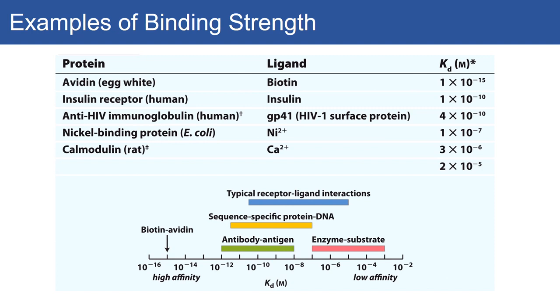And all the way up through calmodulin, which is in the tens of micromolar range, 10 to the minus 5th. At the bottom, you can see general ranges. Antibody-antigen interactions are typically picomolar up to almost micromolar. Enzymes are micromolar up to millimolar, and so on and so forth. This will give you an idea of the range of binding strengths that occur with different ligands.